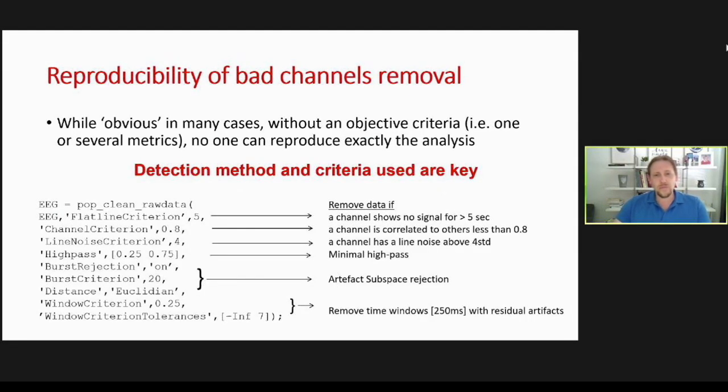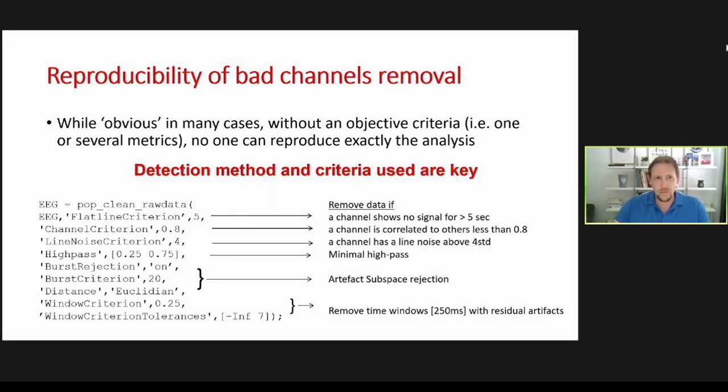So here is an example that I used to clean some data. While it would be obvious to identify many of these bad channels, I cannot specify in the methods all these parameters. Here I use the EEGLAB pop_clean_rawdata function, and as you can see, there is a bunch of parameters. Some of them indicate that the channel shows no signal for more than 5 seconds, it's less correlated than others, it has line noise above 4 standard deviations, it includes a high-pass filter, and then I use what's called artifact subspace reconstruction, and finally clean up the windows. Only by sharing such a script can we reproduce the analysis.